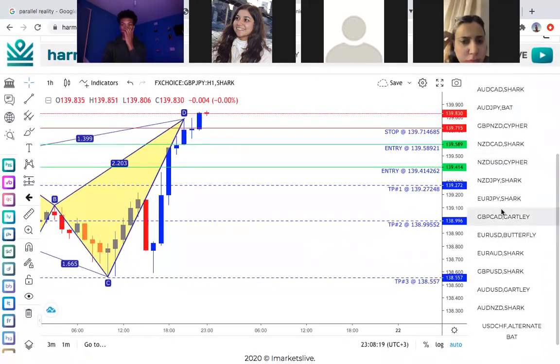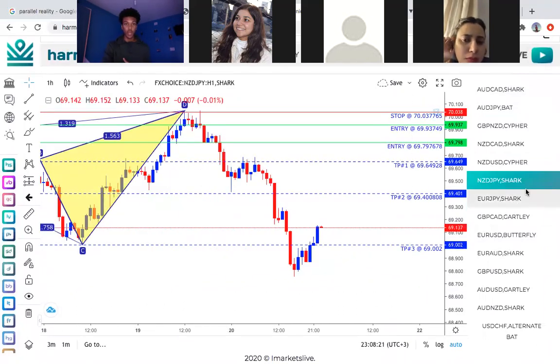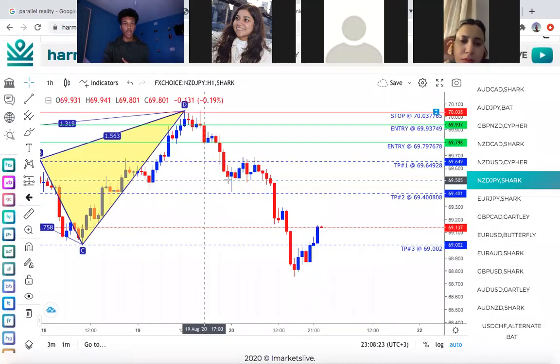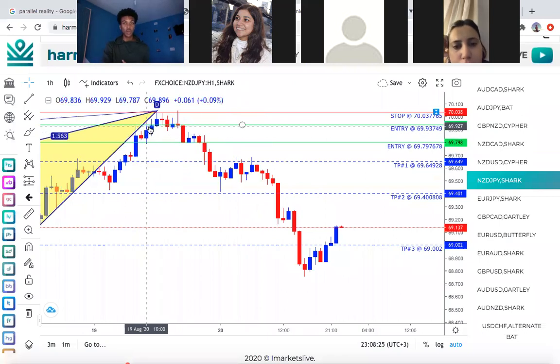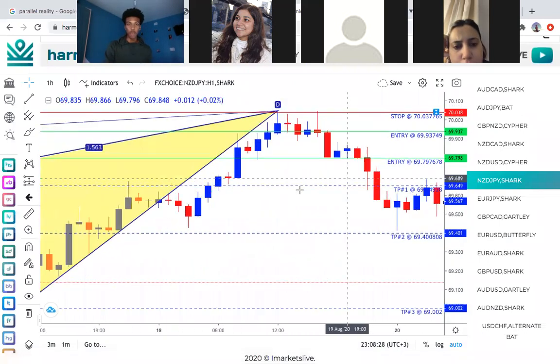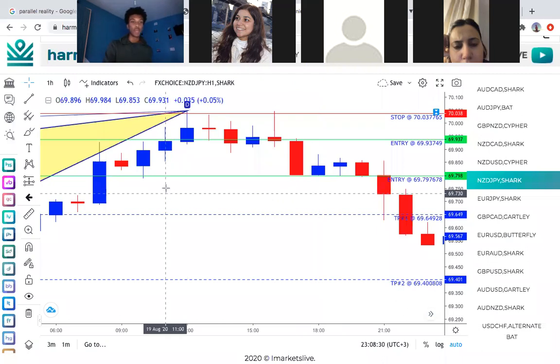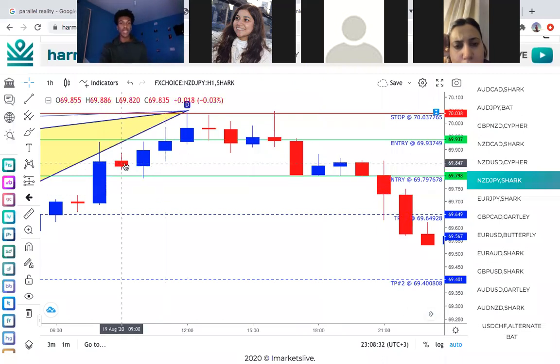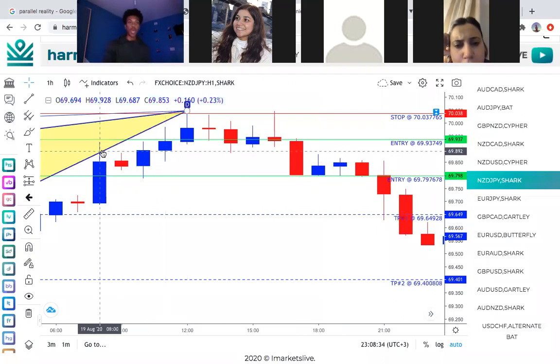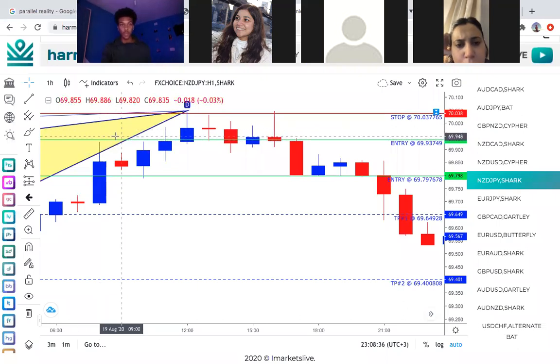So let's go back to that example. I don't remember which one I was on, but I'll just scroll through and let's see. Okay, cool. Even here, look at this, there was no wick rejection. I really want to clear this up so people understand what exactly I mean. You might see this candle here and you might be like, is that not a wick rejection? No, because the wick didn't reject off of the entry price.